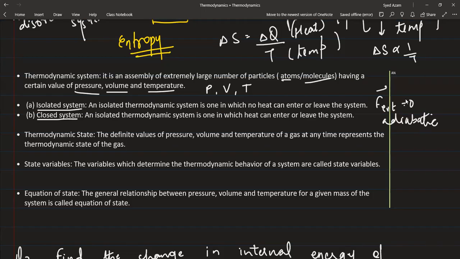Now, what is a closed system? A closed thermodynamic system is one in which heat can enter or leave the system. Write it.